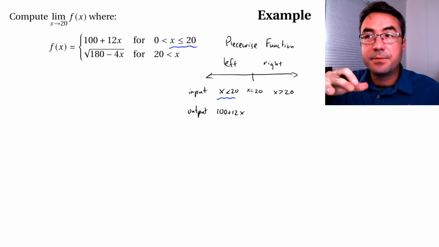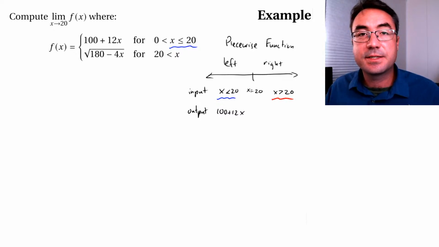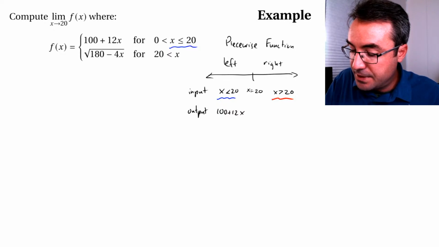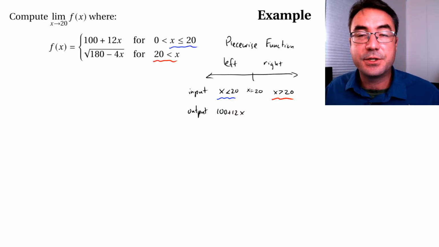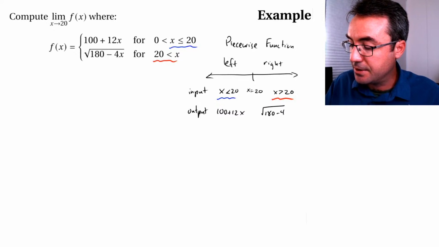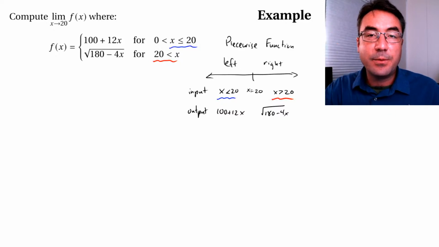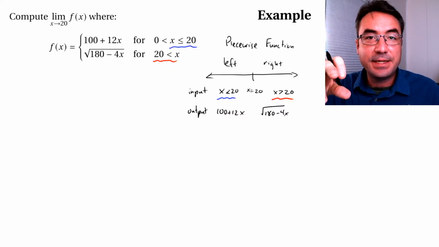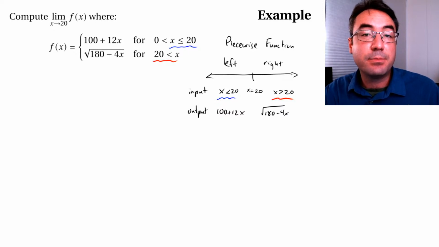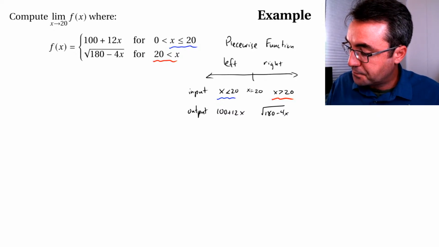Now at x equals 20, the behavior of our function is changing. And so if we look on the right side, this is where x is greater than 20. And we see that right here in our definition of our function when x is greater than 20. And when that's the case, the output of our function is the square root of 180 minus 4x. So we see why we call it a piecewise function: it's defined differently for different inputs, different pieces of the number line.